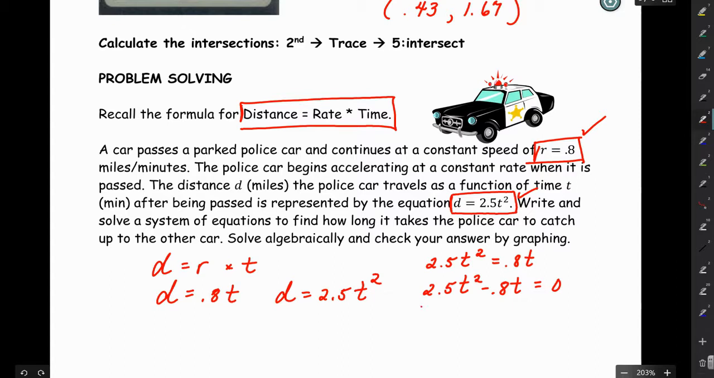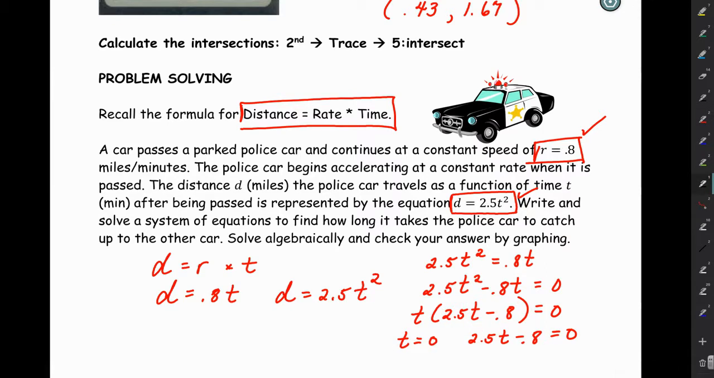Factor out a t. So we'd have two equations that would come out of this algebraically to solve for t. We'd have t equals 0, and we'd have 2.5t minus 0.8 equals 0. Well, we know that t can't equal 0. The time can't equal 0. That doesn't make sense in context of the problem. And then if we solve this one algebraically, t is equal to 0.32 minutes.